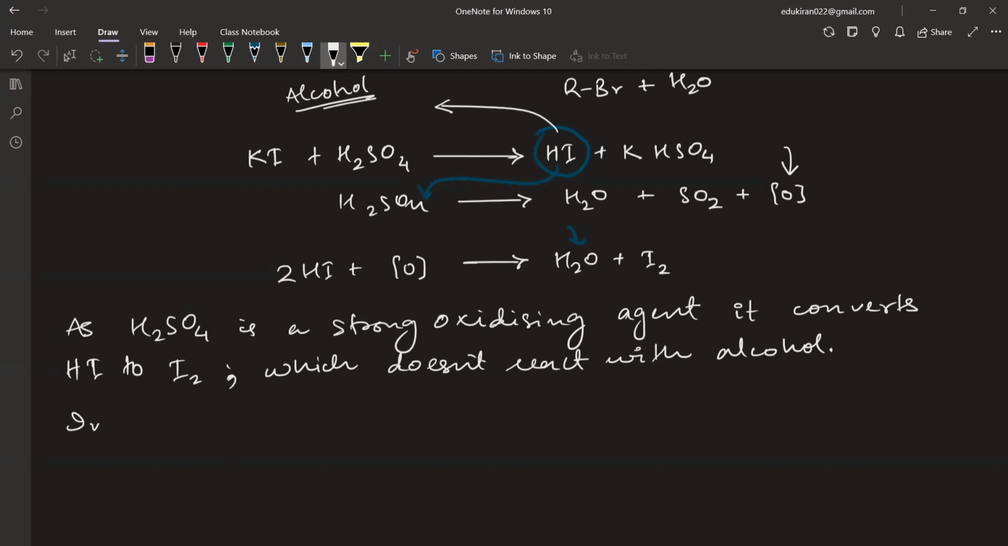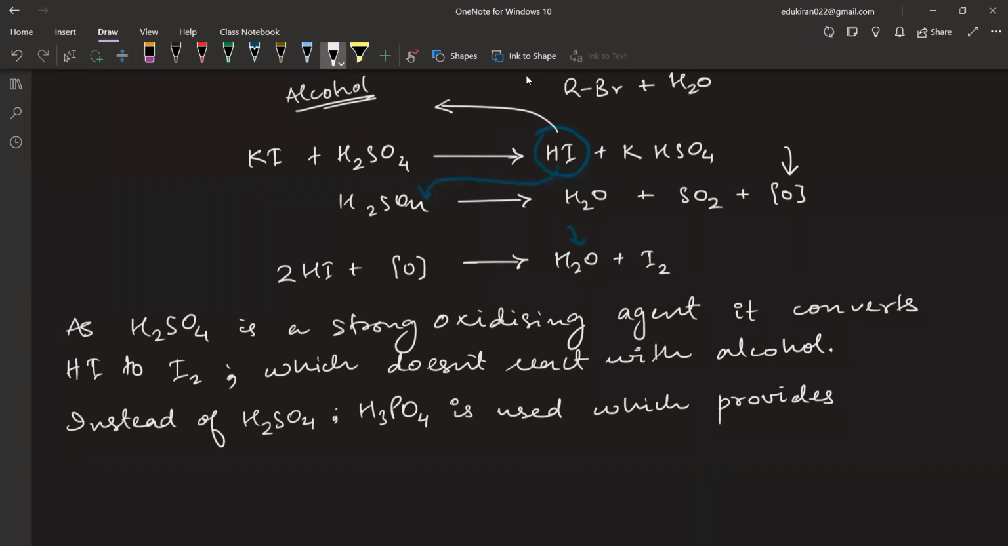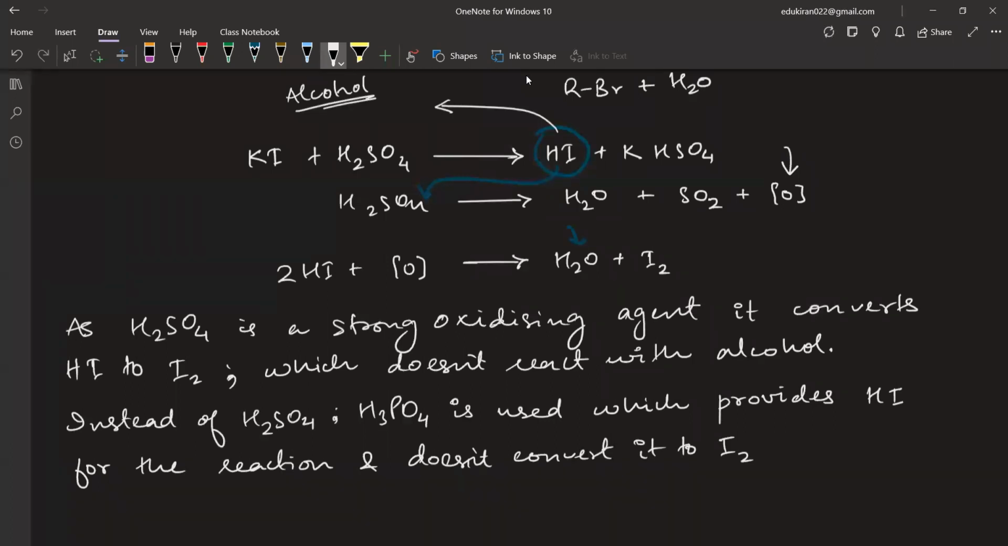Now, instead of H2SO4, H3PO4 is used, which provides HI for the reaction and doesn't convert it to I2. Please write this down. Let me know when you're done.